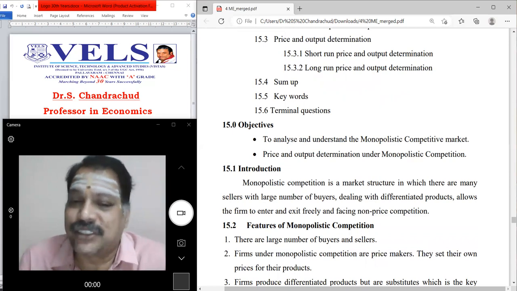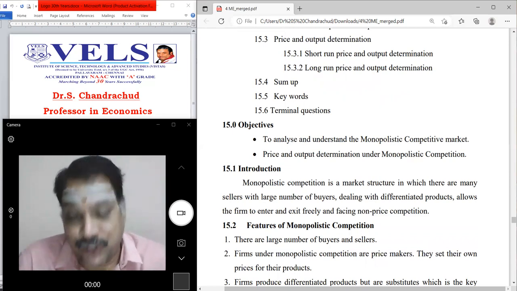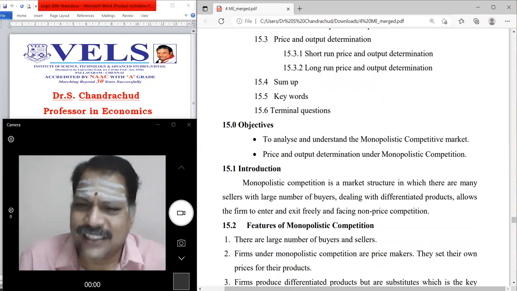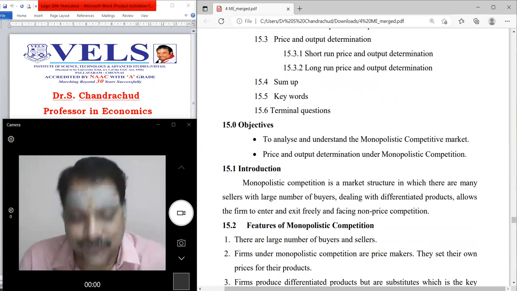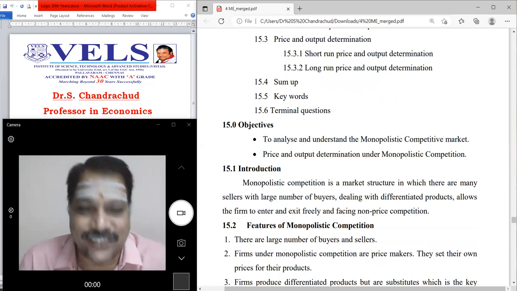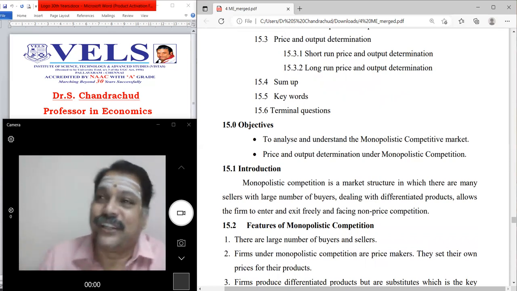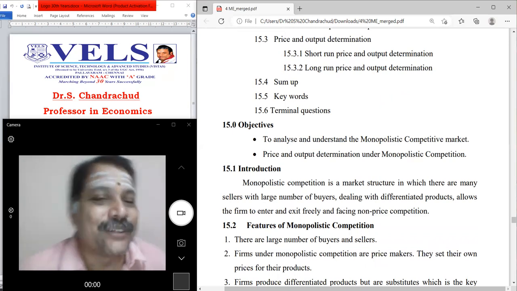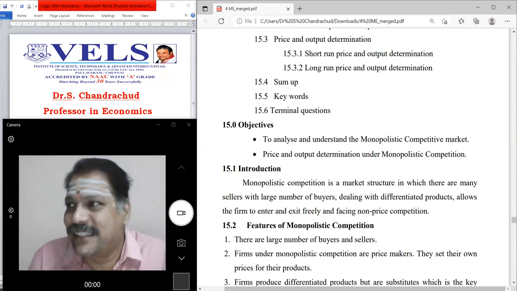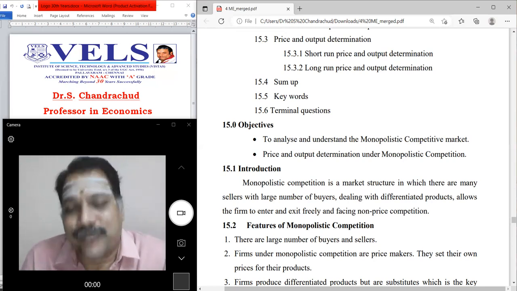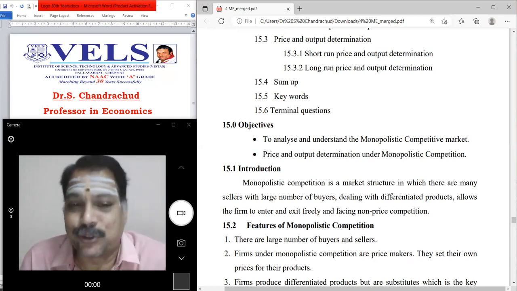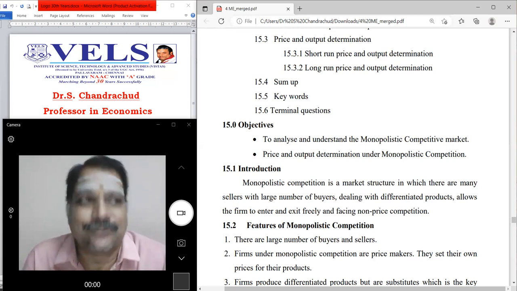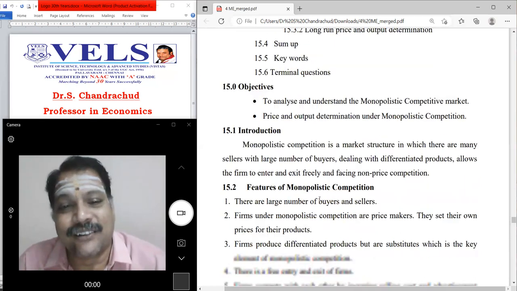Monopolistic competition is a market structure in which there are many sellers with a large number of buyers who are dealing with a differentiated product, that is, the products are heterogeneous. It allows firms to enter and exit freely, and they will be under non-price competition. The firm can fix the price and can spend more on sales promotional activities. All these things may happen. There will be competition.